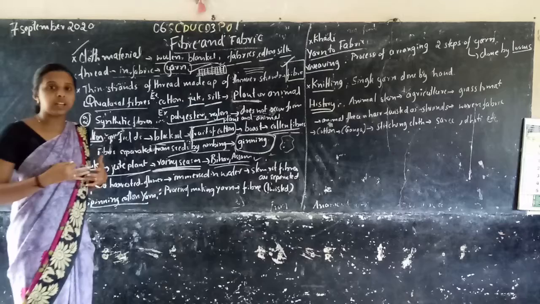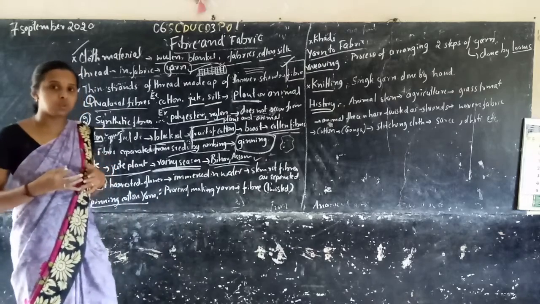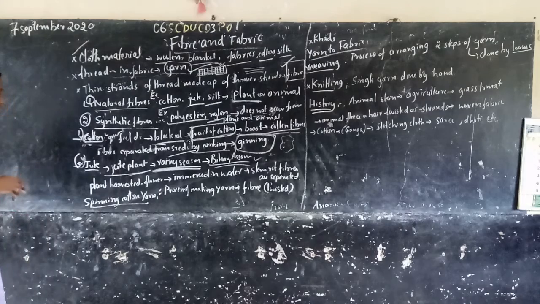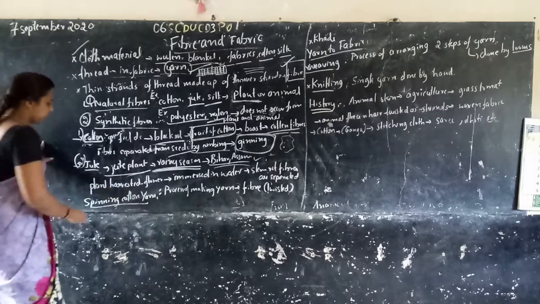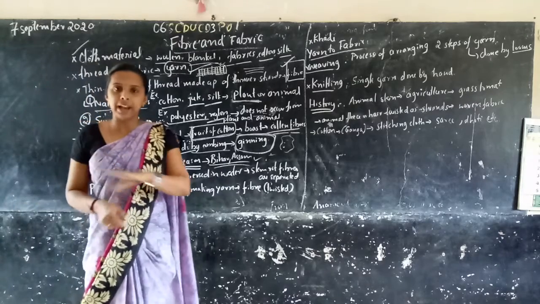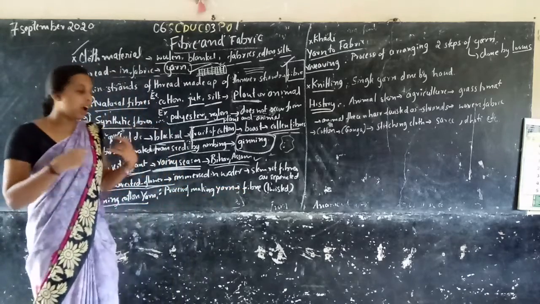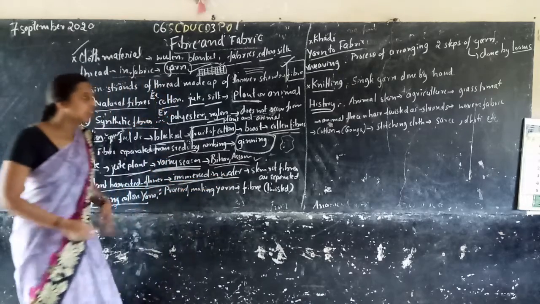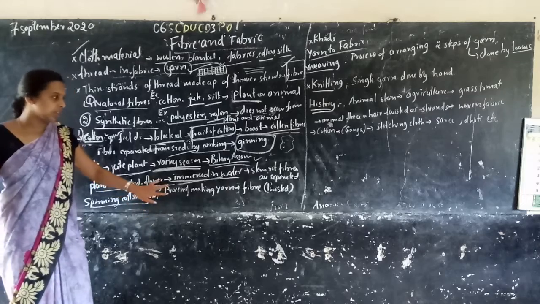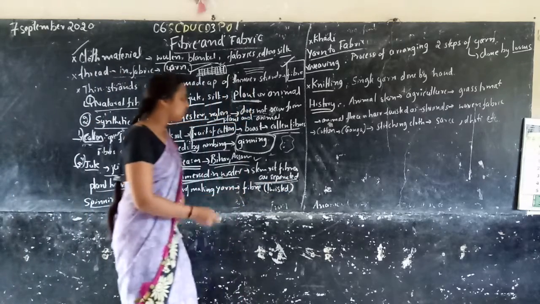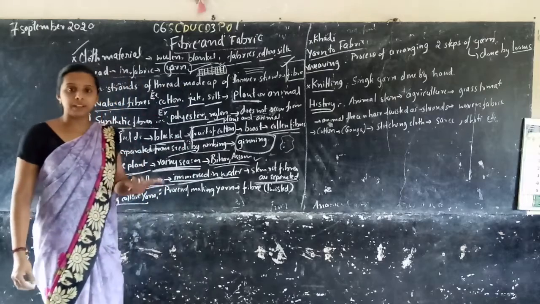You know, in your textbook they have given the diagram of the jute plant. It is a small thin plant. What happens when the jute plant has grown? The plant is harvested when flowers appear. The harvested plant is then immersed in water, because by that the stem fibers are separated.